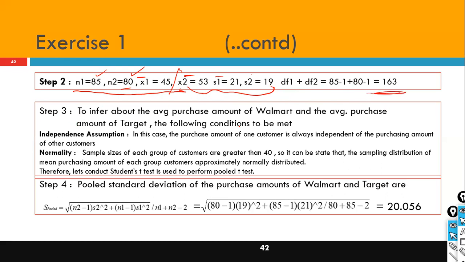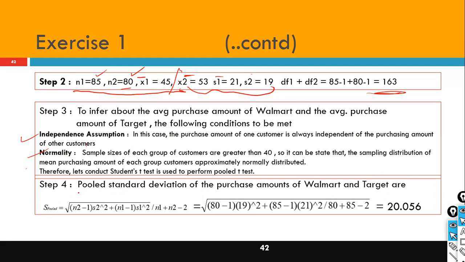To infer about the average amount spent at Walmart and the average spent at Target, the following are the independence and normality assumptions. In this case, the purchase amount of customers should be independent. Two groups are independent. That is what it says. Walmart is different from Target. Yes, we have sampled from two different retailers. Normality: each group has customers greater than 40. So it can be said that the sampling distribution of the mean purchase of each group is approximately normal. As per the central limit theorem, if the sample size is 40 or above, it will become approximately normal. Yes, it meets these two assumptions. Then we are good to go with conducting the two independent sample t-test.